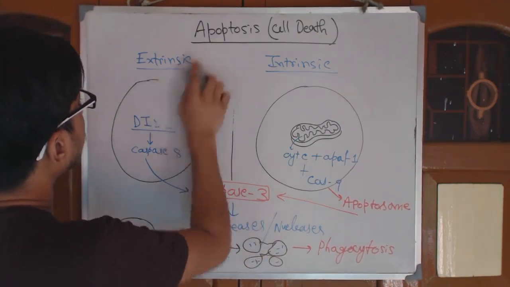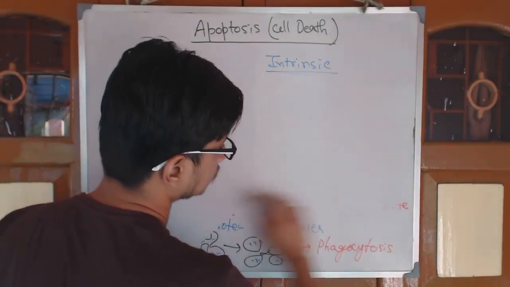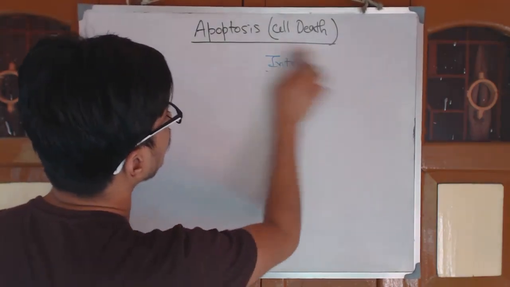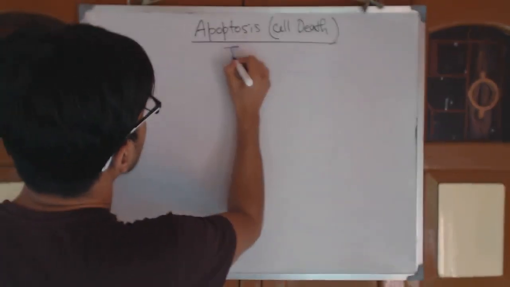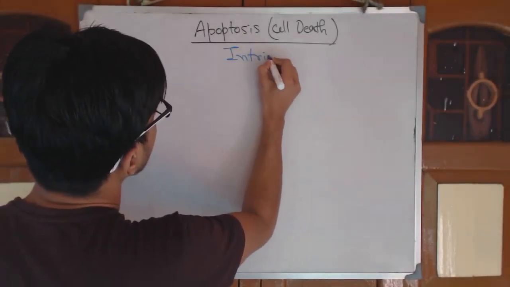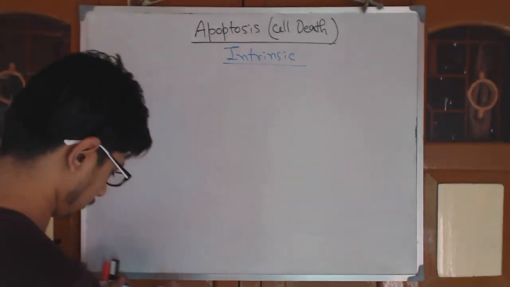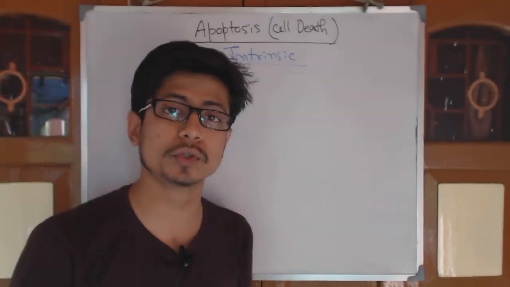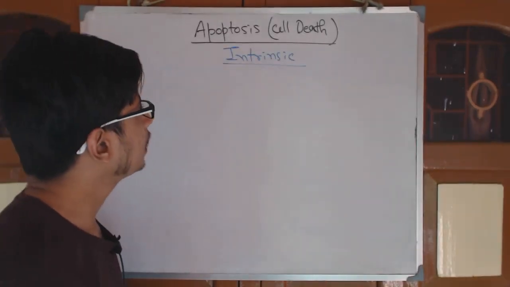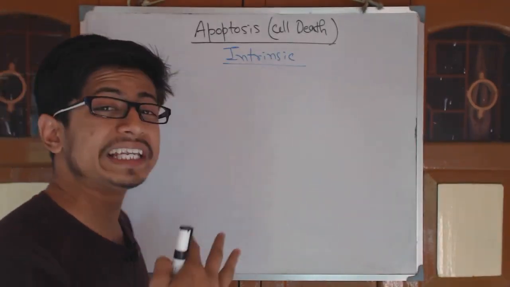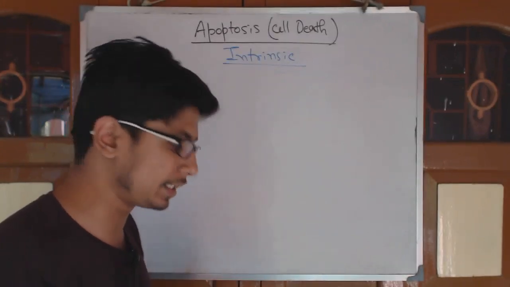So let's talk about the intrinsic pathway in much more detail. The intrinsic pathway of apoptosis is also known as apoptosome-mediated apoptosis. Why? We are going to see in a moment. Now, why is it called intrinsic? Because the origination of this pathway is inside the cell.